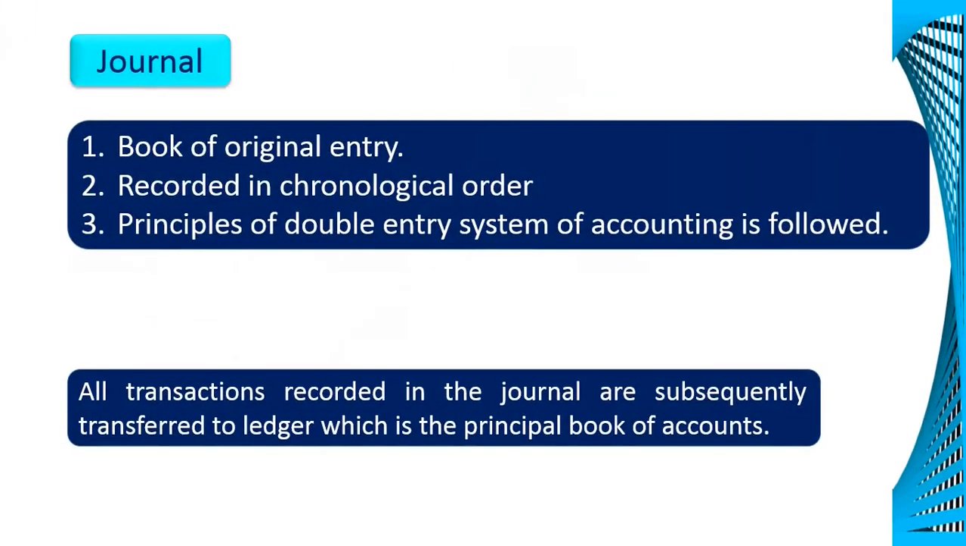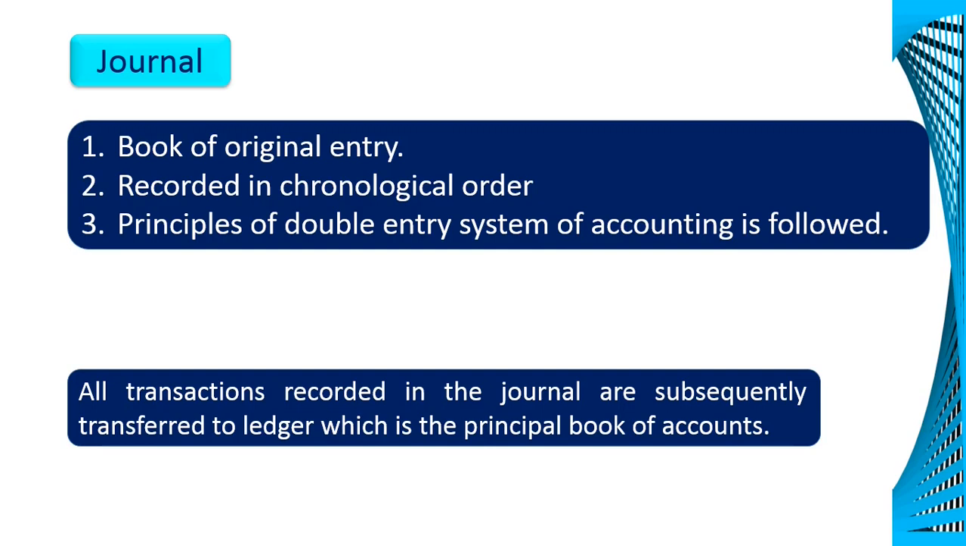As described in the previous screen, entries are first documented in a journal, which means journals are books of original entry. Another feature of a journal is that entries are recorded in chronological order. It means a transaction that took place on day 1 would be recorded first, followed by a transaction on day 2, day 3 and so on. Chronological means according to time.